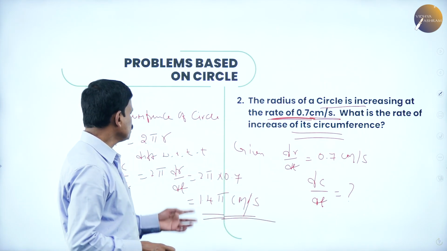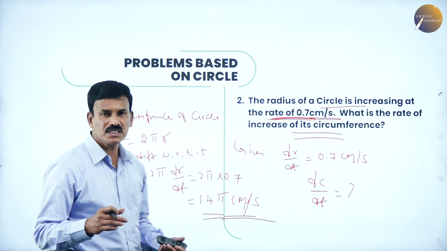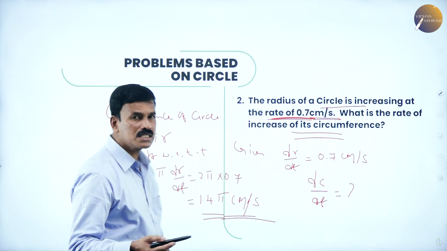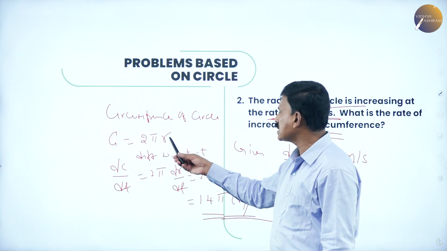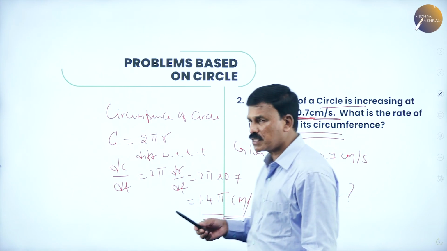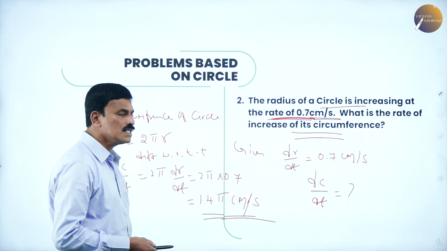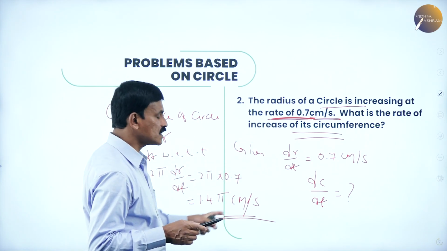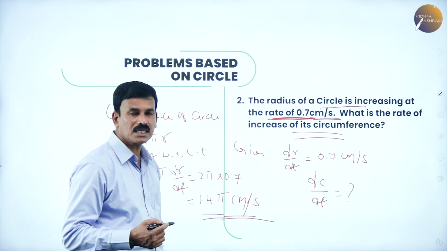Listen to me. Since what is given? dr by dt is equal to 0.7 centimeters per second. What is required to find is dc by dt, where C is the circumference of the circle. The circumference of the circle is given by 2 pi r. Differentiate with respect to t. dc by dt is equal to 2 pi, a constant, times the derivative of r with respect to t, which is dr by dt. Now, just substitute the value of dr by dt, that is 0.7. 2 pi into 0.7 is equal to 1.4 pi centimeters per second. The rate of increase of the circumference of the circle is given by dc by dt, which is equal to 1.4 pi centimeters per second, is the unit.